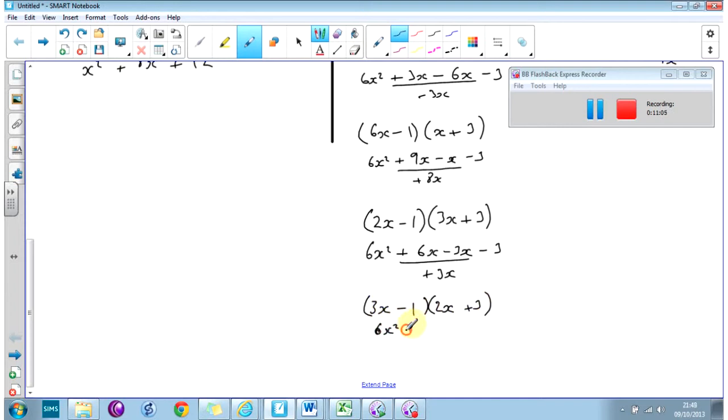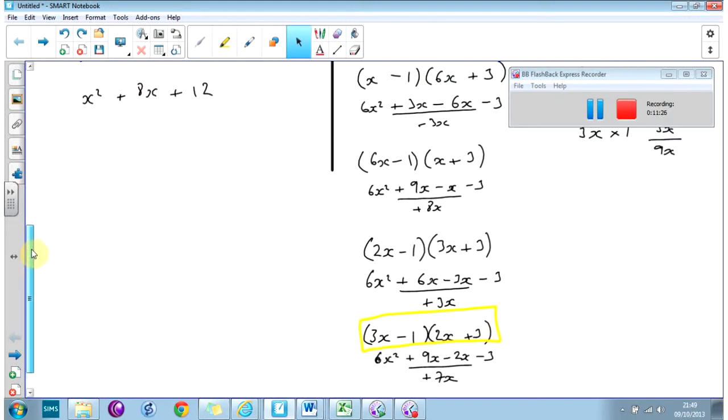3x times 3 is positive 9x. Minus 1 times 2 is negative 2x. Minus 1 times 3 is minus 3. And this time, positive 9 minus 2 is positive 7x. So I know, and you have to be pretty unlucky to get it on your last go, I know that that is the correct factorisation.